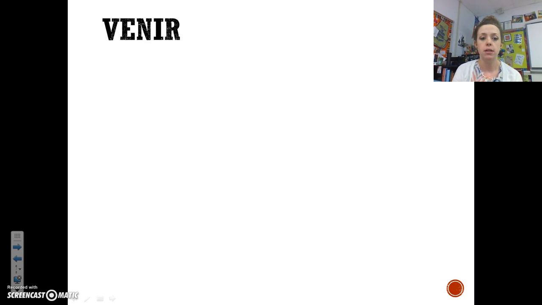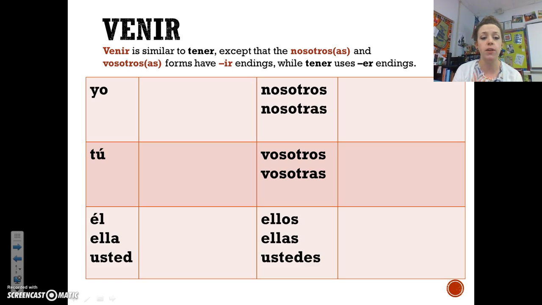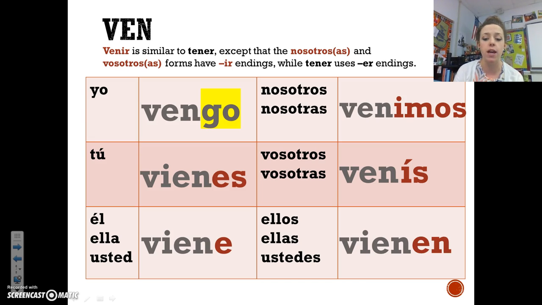All right. Venir looks almost exactly like tener. However, since venir is an ir verb, we're going to give it ir endings, where tener gets er endings. So the yo form of venir is vengo, then tú is vienes, él viene, nosotros venimos, vosotros venís, and then ellos, ellas, ustedes is vienen. This should be a review for you. However, if you don't remember how to conjugate venir, be sure to write this down.